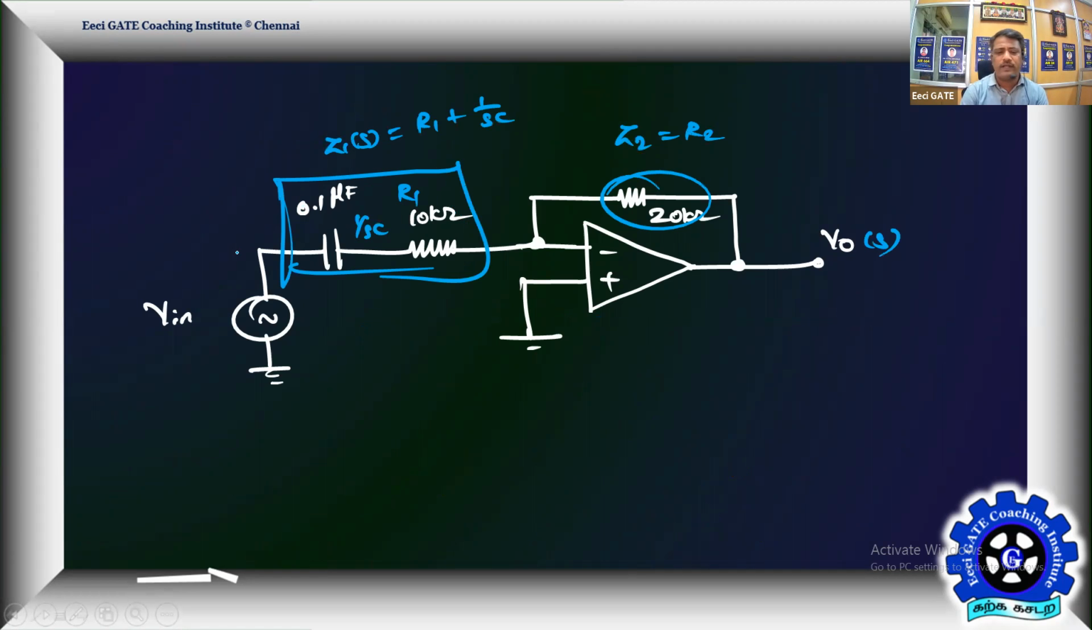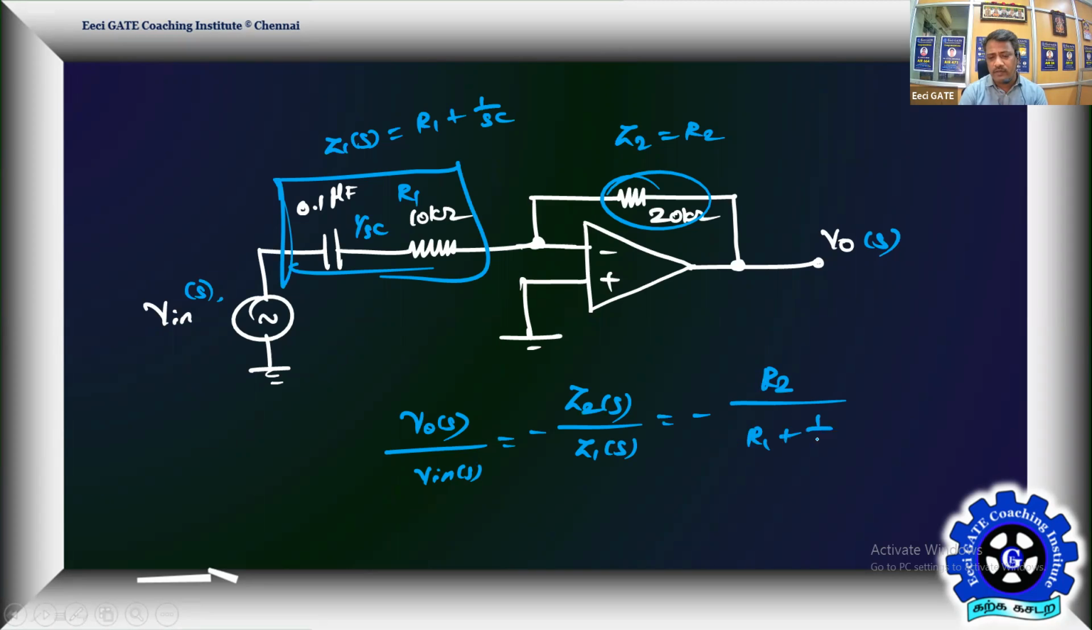So what is V0 of S by Vin of S? Since it's an overall inverting configuration, V0 of S by Vin of S you can write as minus Z2 of S by Z1 of S. That is equal to minus of, what is Z2? It's R2, divided by Z1, which is R1 plus 1 by S into C. Nothing but minus of R2 by R1 divided by 1 plus 1 by S into R1 into C.